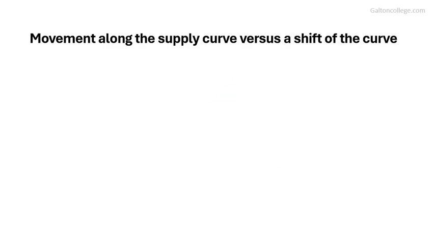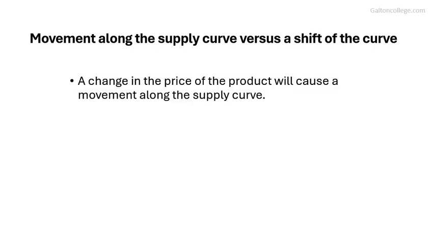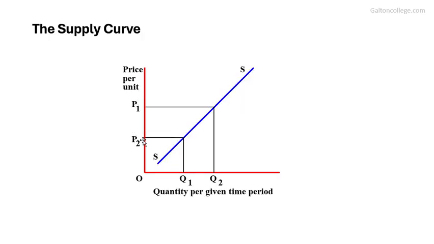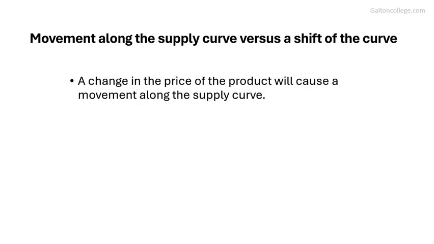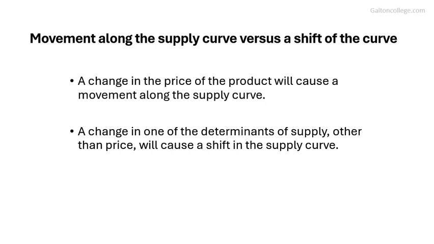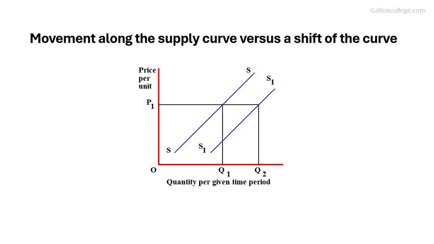Now, a movement along the curve versus a shift of the curve. A change in the price of the product will cause a movement along the supply curve. Here we have a movement along the curve caused by a change in price. So a change in the price of the product will cause a movement along the curve. A change in one of the determinants of supply, other than the price, will cause a shift of the supply curve. Now, a shift of the supply curve means that the curve is, let's say, moved from S to S1.